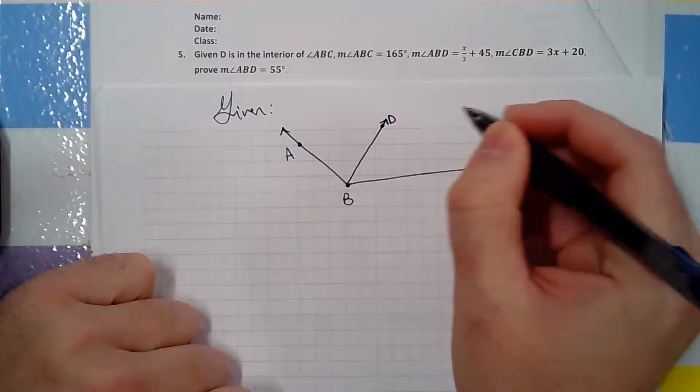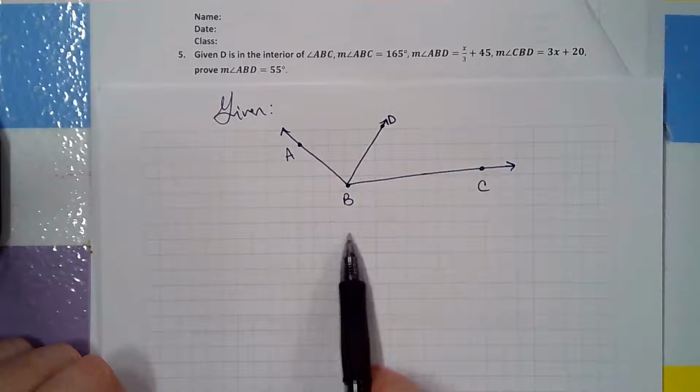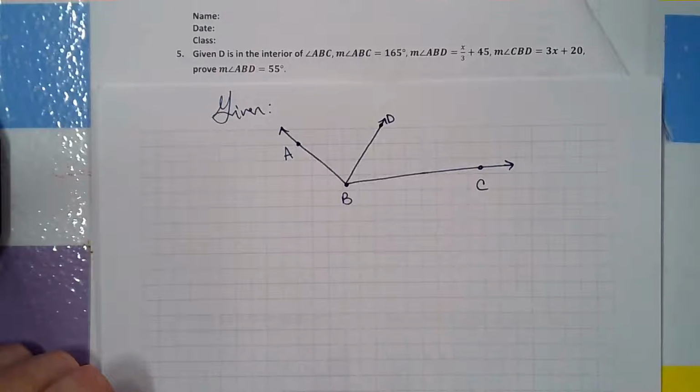I wonder if interior is always defined as being within the smaller angle. See how we could have this be the interior and have it be a reflex angle, right? I would assume interior is always the smaller angle because I've never seen it specified.